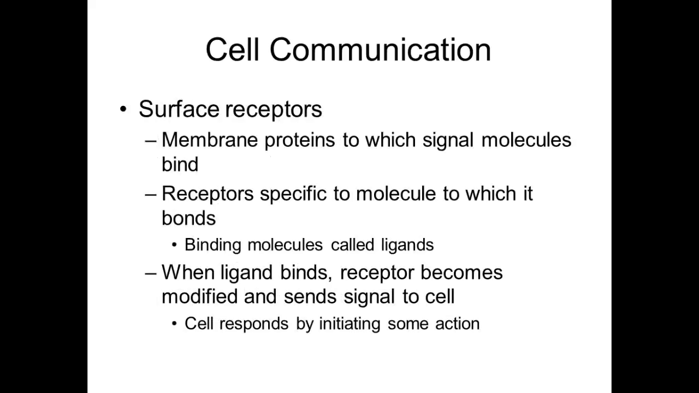So surface receptors are membrane-bound proteins. This is why we have proteins in our membranes. These are our signaling molecules. The receptors are specific to the molecules they're binding to. The general term given to molecules that bind to receptors is ligands. You may have heard this term before. They're the key that goes into the lock, which is the receptor. So these are specific for one another. Insulin only binds to insulin receptors on cells, okay?